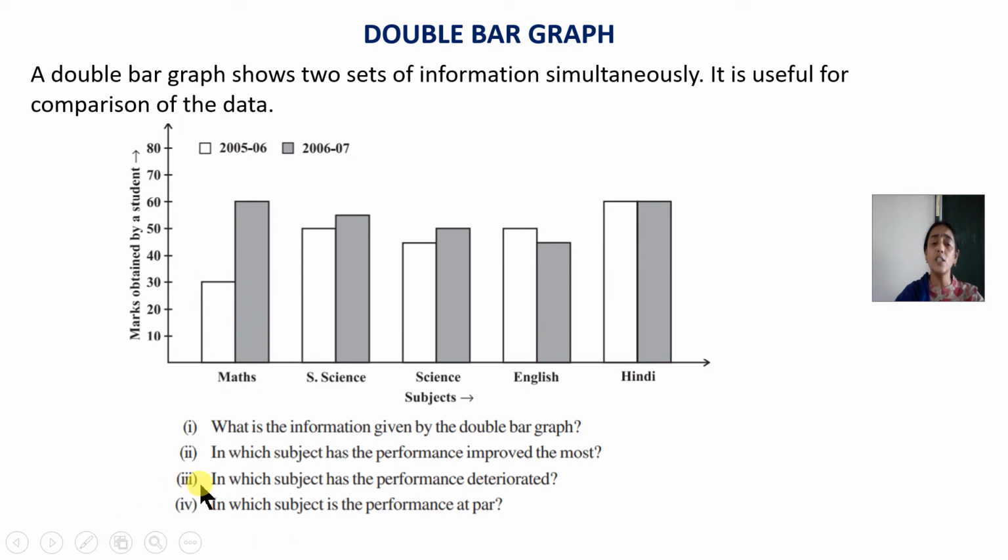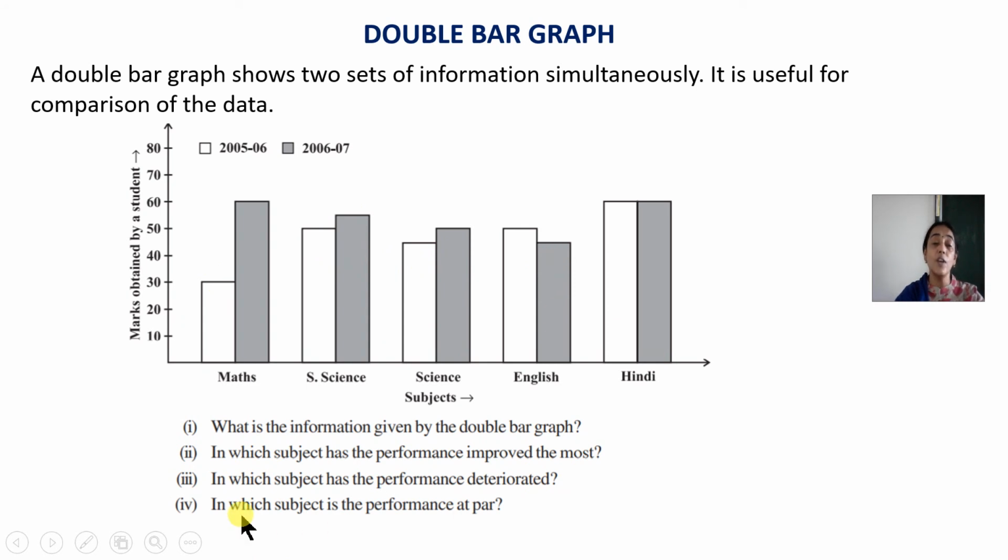In which subject has the performance deteriorated? Deteriorated means the performance has decreased. Now look, here this is the height, here the height, this height is less. That means the performance has improved. Here also the performance has improved, but in this case, in the case of English, the performance has deteriorated because the height of the second bar has gone down.